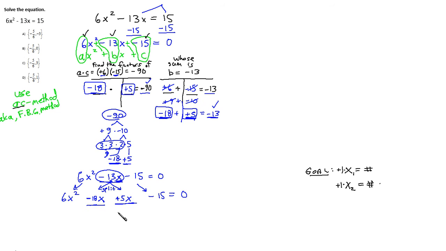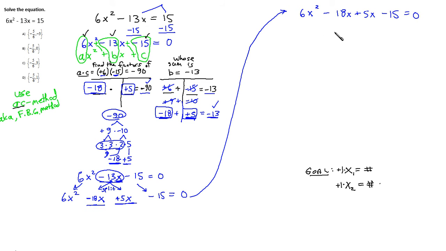Okay. Now, I'm going to copy this up here. Copy this whole thing up here. And we're going to continue factoring. I just need more space. 6x squared minus 18x plus 5x minus 15 equals 0. At this point, everything we've done, we've used the AC method. Now that it's a 4-term polynomial, we're going to factor by grouping.